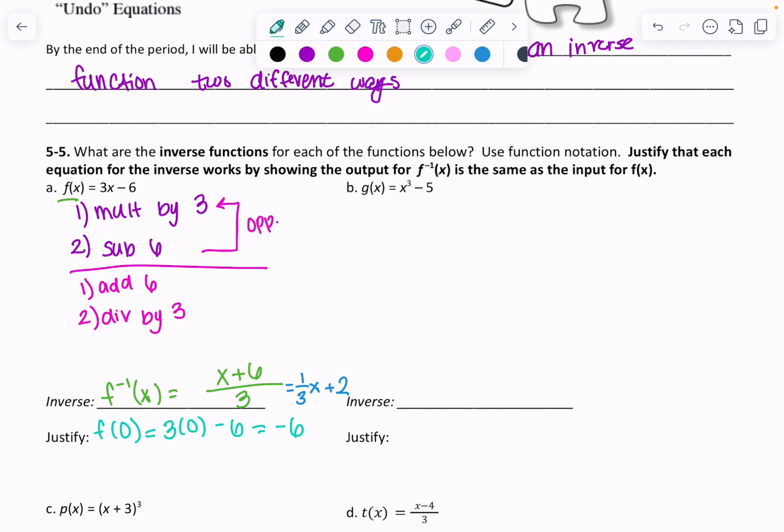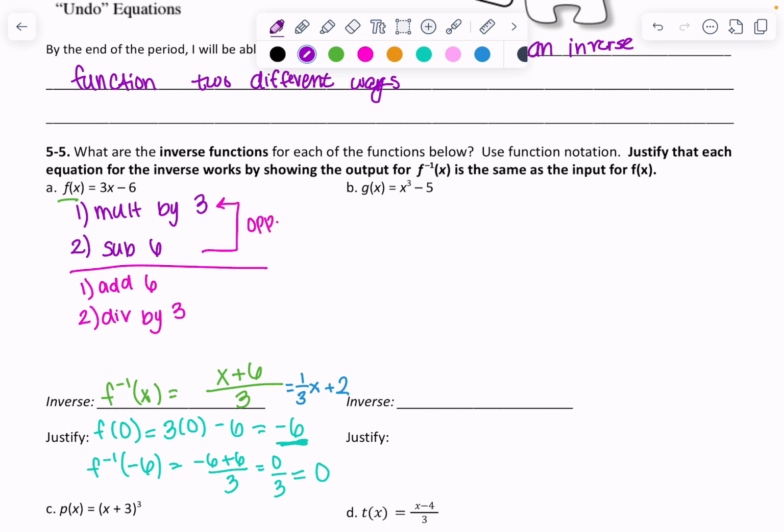Right? We want to see if we plug in -6 into our inverse function, does that give us back our original 0? Did it undo everything in our function, right? That's kind of what we're checking. So we'll check f inverse of -6, which means everywhere we see an x, we're going to put a -6, and I'm going to use that first form. -6 plus 6 is 0, and 0 divided by 3 is 0. So if you notice, we started with 0, and we ended with 0. Since our inverse function undid all of our steps, that means we have the correct inverse.